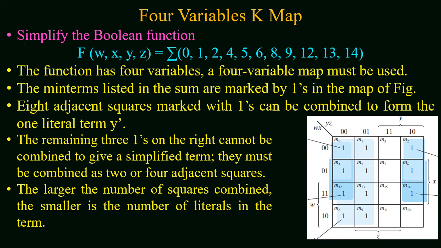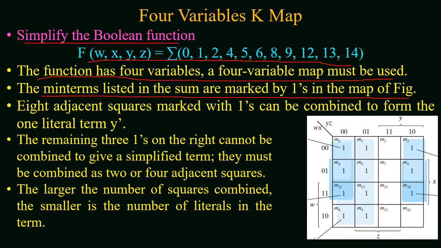In the given example, you have to simplify a given 4-variable Boolean function, whose minterms are also given. At first, a 4-variable K-map will be drawn, which will have 16 squares, and all the minterms listed in the sum are marked by 1 as shown in the figure. Now we will make the groups of minterms. The 8 adjacent squares marked with 1 can be combined to form a single group and the simplified term associated will consist of 1 literal, that is y prime.